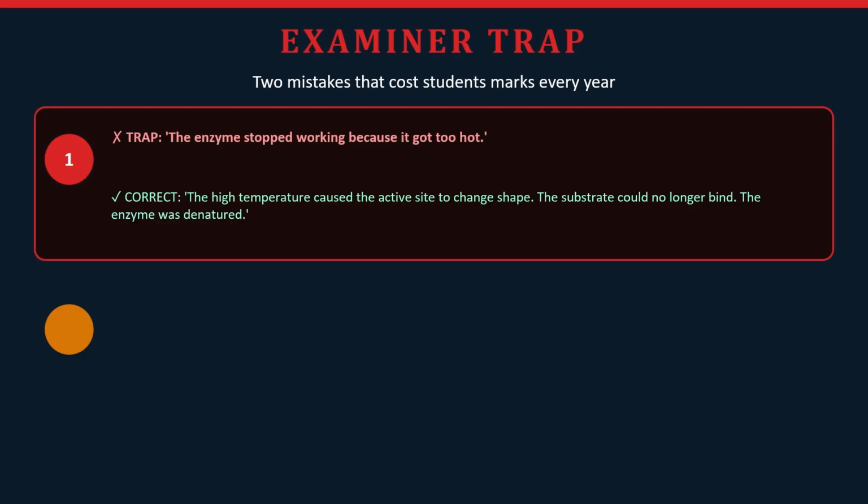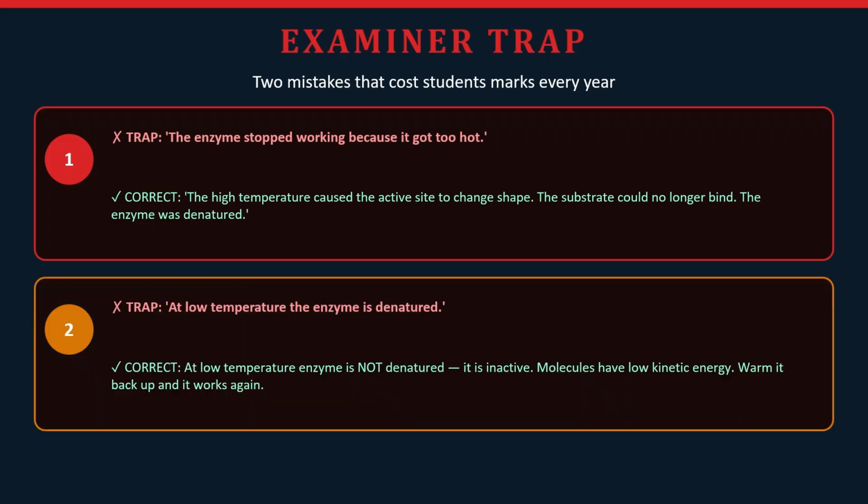Trap number 1. Student writes, the enzyme stopped working because it got too hot. 0 marks. The correct answer uses specific language. The high temperature caused the active site to change shape. The substrate could no longer bind. The enzyme was denatured. Every word in that sentence is a mark.